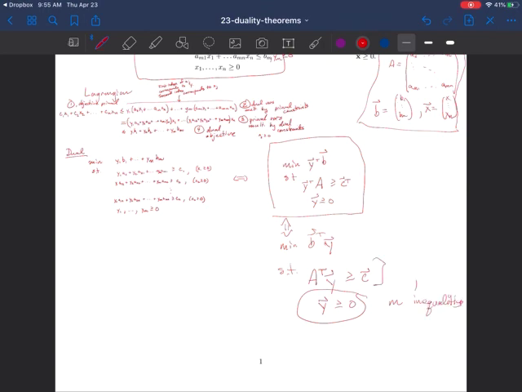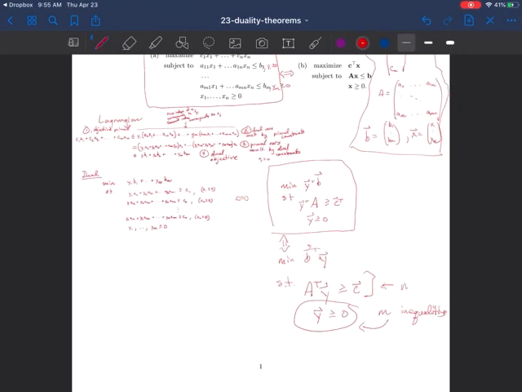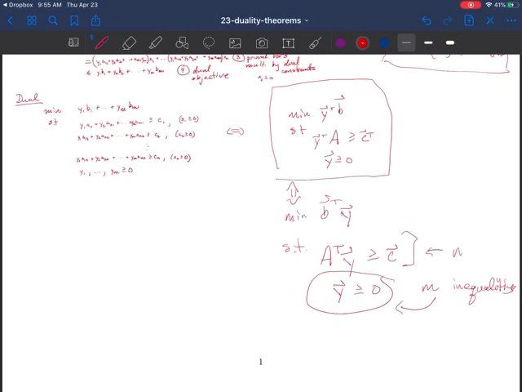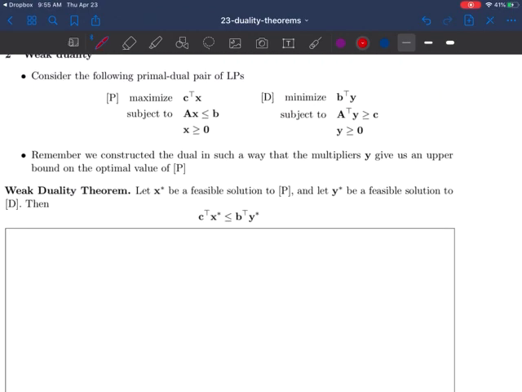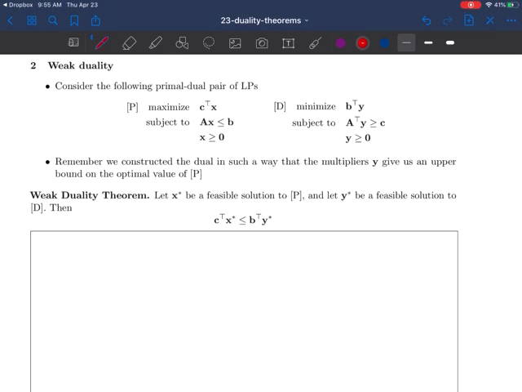Remember, this is a vector equation. This is m inequalities, as is this. Oh, this is m, sorry. This is n inequalities. Okay. Anyway, you can see that that's what's written here. I derived the dual from this primal and got this dual here.